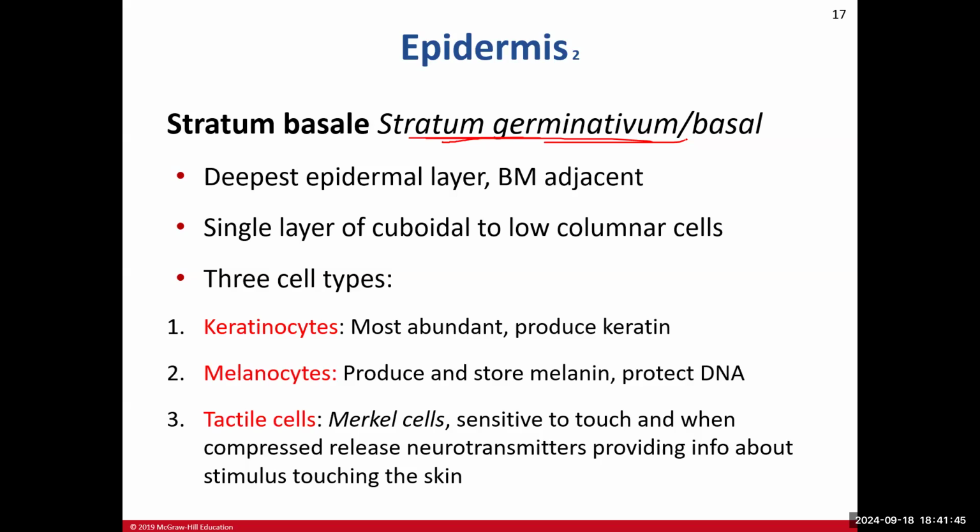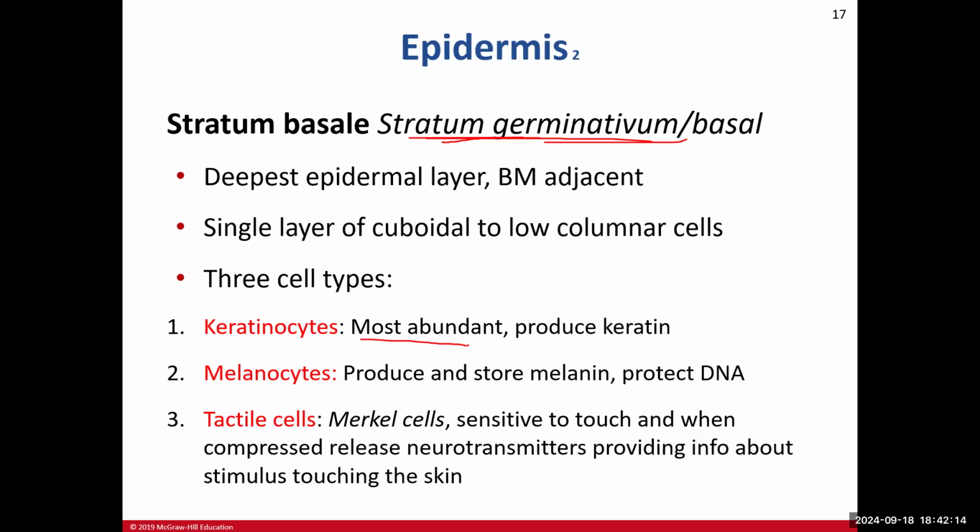So what happens here in this layer is that when these cells divide, 1 cell stays, the other cell moves into the next layer. So the 3 cell types that we're going to see in this layer are the keratinocytes, our melanocytes, and then our Merkel cells or tactile cells. The predominant one, where we spend most of our time talking about, are going to be the keratinocytes.